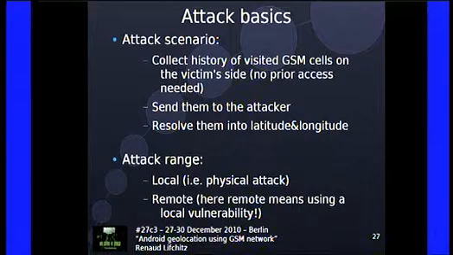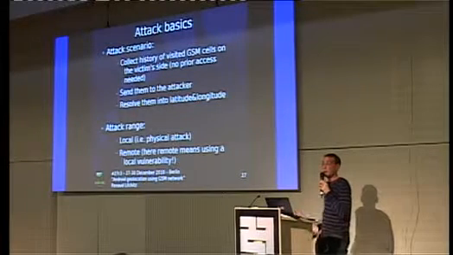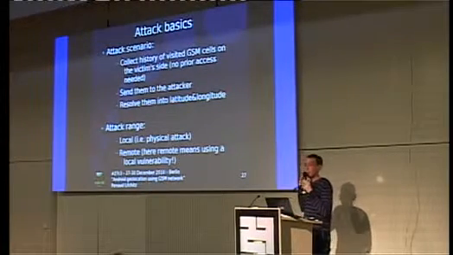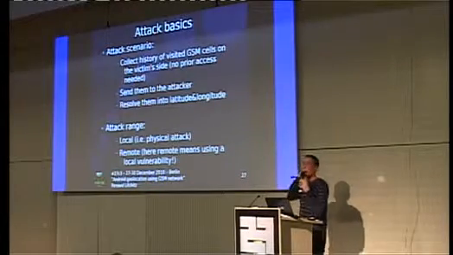So the attack scenario will be to collect this history of visited GSM cells on the victim side, because you need access to the victim phone in order to do that. But you don't need any prior access. I mean, if you have access at a given time, you will be able to read the history, so you will be able to see where the victim was 1 hour, 2 hours, 3 hours before. So this is a history, so you don't need a prior access.